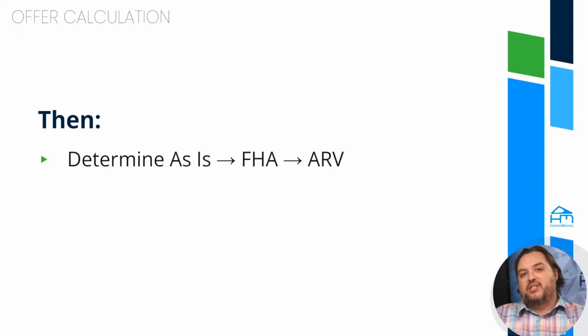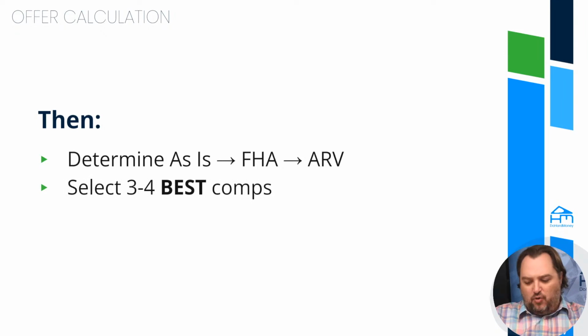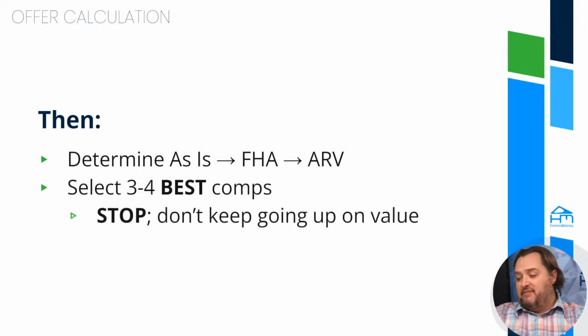What's the property worth when it's fixed up to an FHA quality, which is not the high end? And what is it at an after repair value quality? And I'm going to select the 3 or 4 best comps that fit those. And once I find 3 or 4 comps that fit that, that's where I stop. I don't keep looking. I find most people do the reverse.